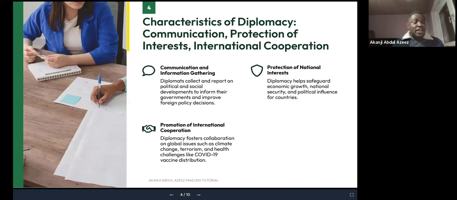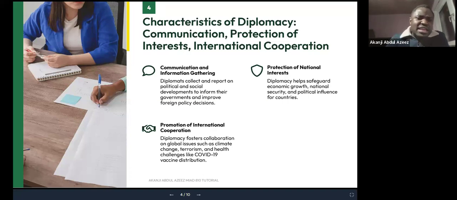For instance, I'll give an example now. A diplomat may report about elections, economic changes, or social movements in the host country. The diplomat can say, okay, during the election, this is how they conducted it, and there was no crisis. If I report it to the home country, the home country may say, okay, let us see how we can adopt some of the processes they use there.